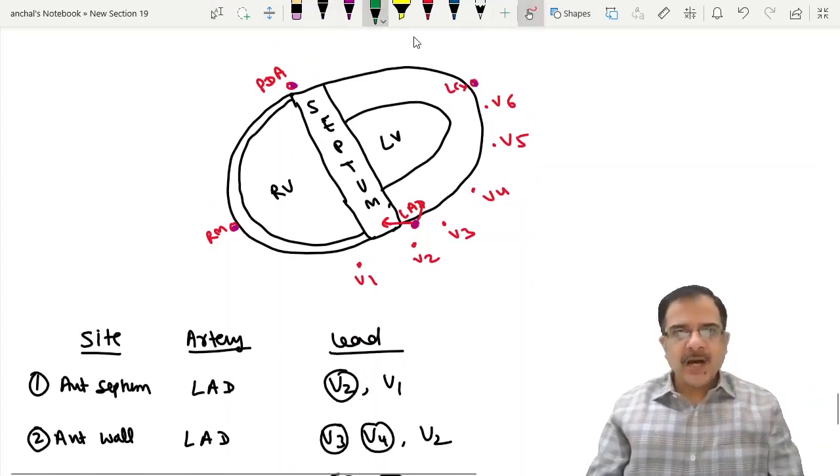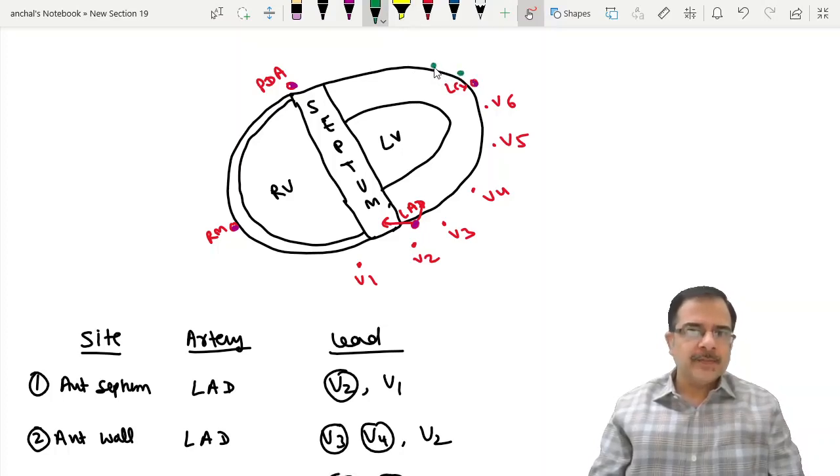We ask the technician to place three more leads if we are suspecting a posterior wall MI: V7, V8 and V9. These are extended chest leads.